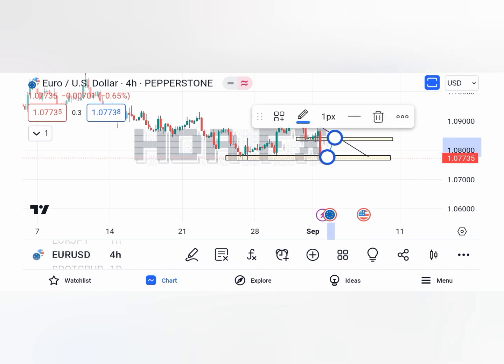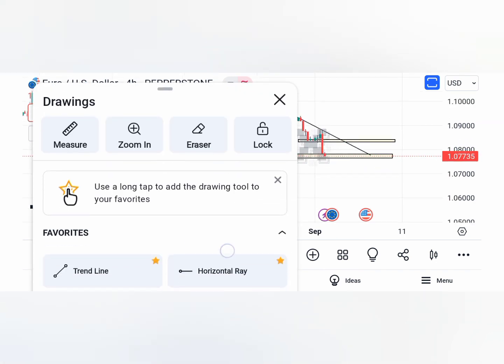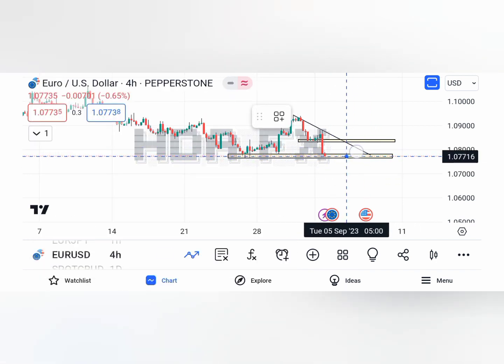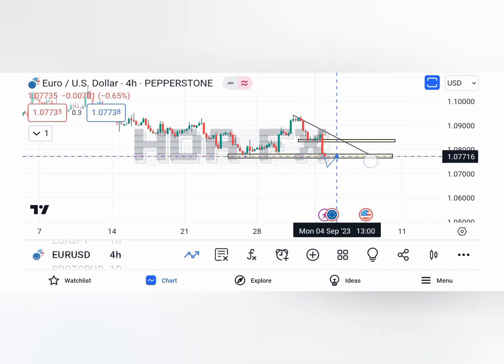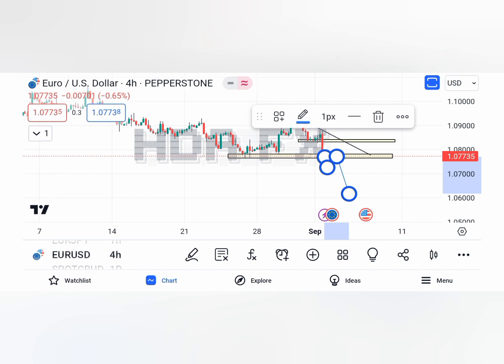We don't know what is likely to happen in the market. Or if price breaks this structure downward here, I want to see a retest to this zone, then place my sell trades on Euro USD. So this is my analysis on Euro USD, and this is what I'm expecting this coming week.